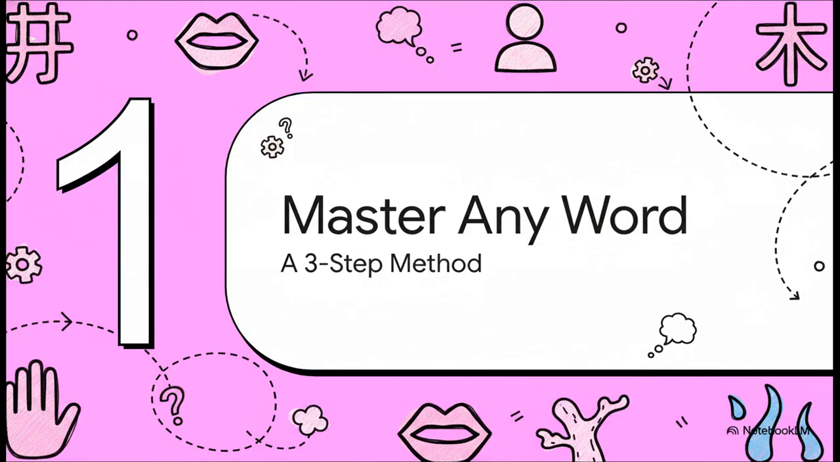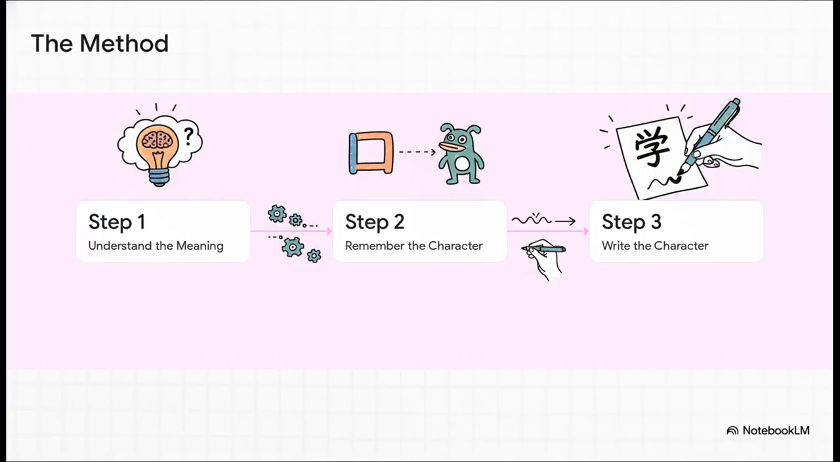And the best part? This isn't just a one-off trick for a single character. No way. This is a super powerful method you can use for pretty much any word you come across. Let's break it down into a really simple, three-step process you can start using today. So here's the game plan.